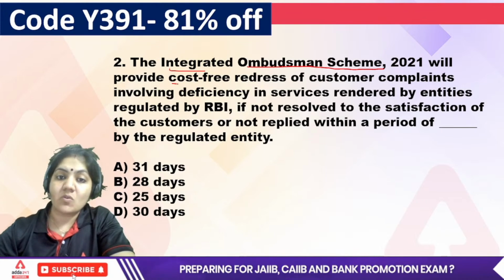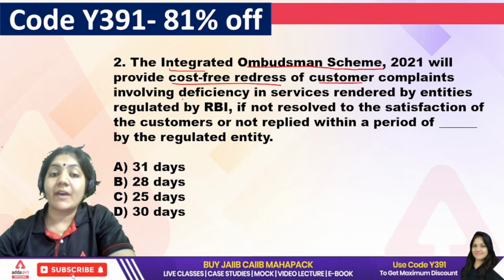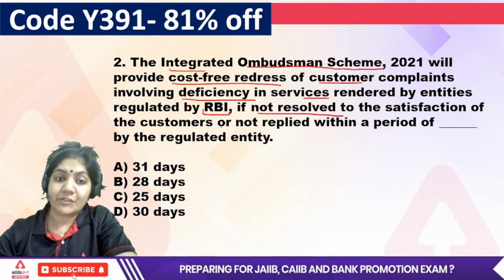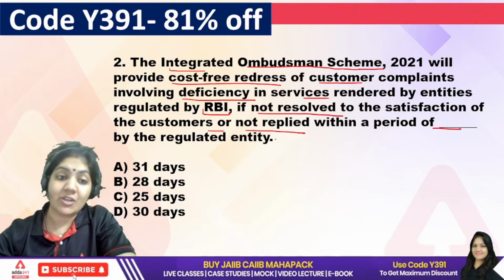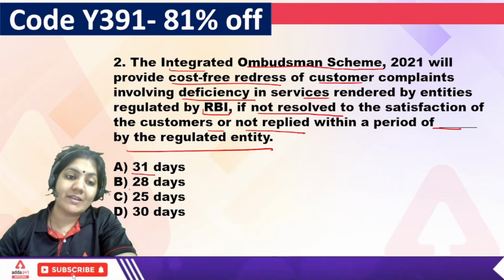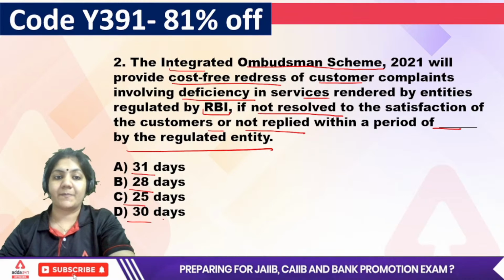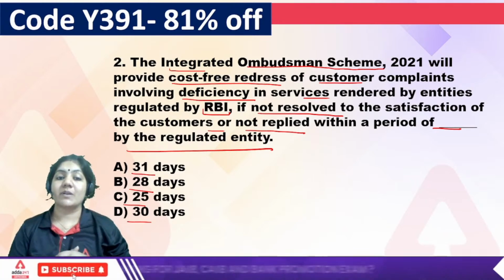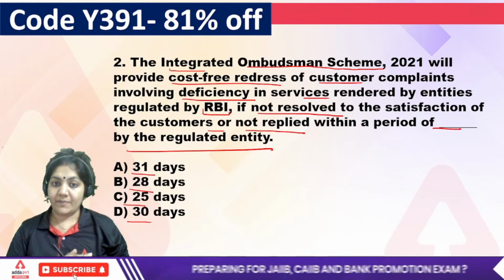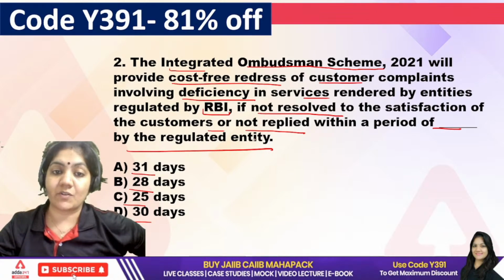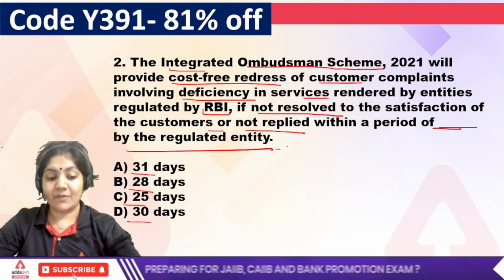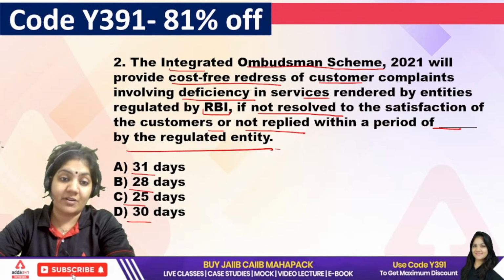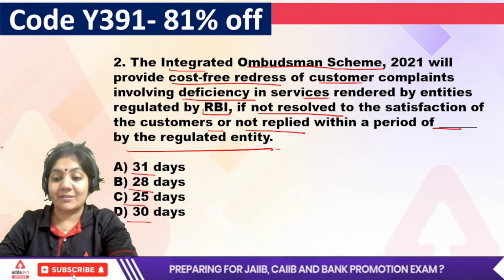Next question. The Integrated Ombudsman Scheme 2021 will provide cost-free redressal of customer complaints involving deficiency in services rendered by entities regulated by RBI, if not resolved to the satisfaction of the customer and not replied within the period of dash by the regulated entity, whether it is 31 days, 21 days, 25 days or 30 days. It means if the bank does not reply, what is the limitation within which we can file the case in the Integrated Banking Ombudsman? So the answer is very simple. 30 days is the right answer.